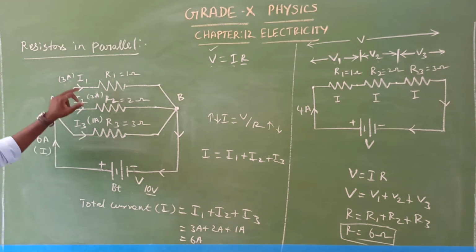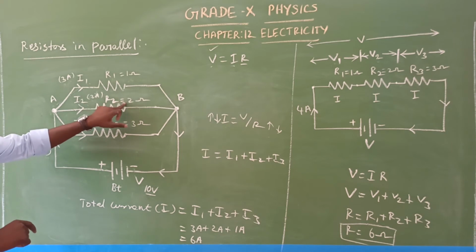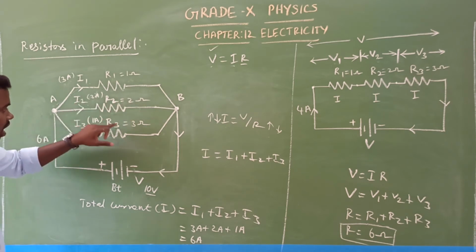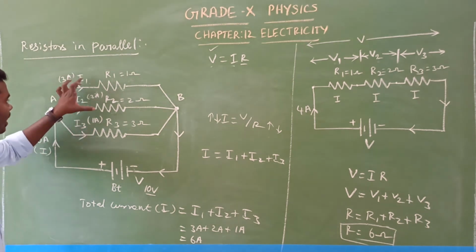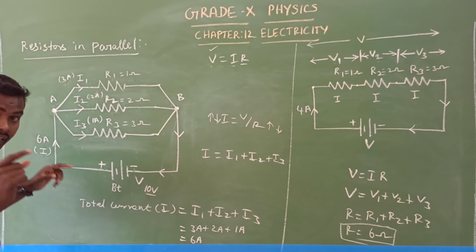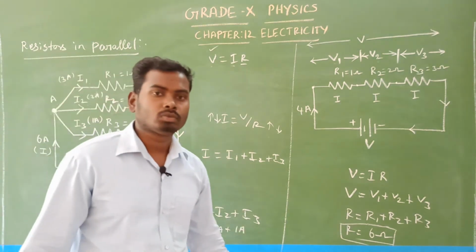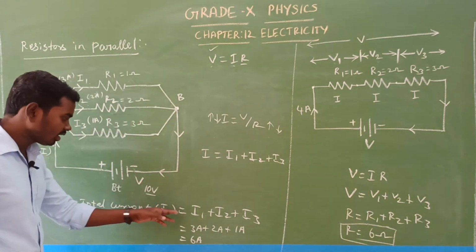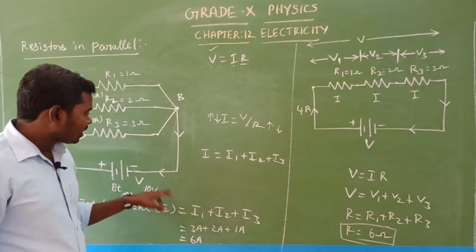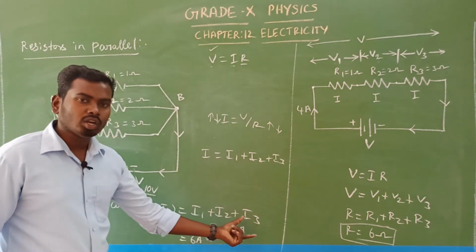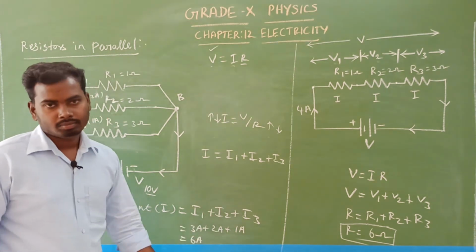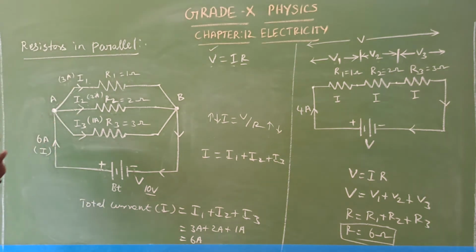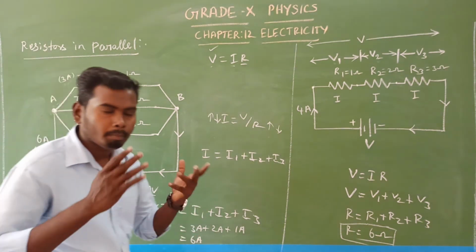R1 வழியாக 3 ஆம்பியர் கரண்ட் போகுது, R2 வழியா 2 ஆம்பியர் கரண்ட் போகுது, R3 வழியா 1 ஆம்பியர் கரண்ட் போகுது. 3 ஆம்பியர் ப்ளஸ் 2 ஆம்பியர் ப்ளஸ் 1 ஆம்பியர் ஆட் பண்ணினா 6 ஆம்பியர் வரும், இது இந்த சர்க்யூட்டில் டோட்டல் கரண்ட்டுக்கு ஈக்குவலாக வந்துடும். ரொம்ப சிம்பிள். The total current in parallel combination is equal to the sum of individual current flowing through the individual resistance. That's all. I1 plus I2 plus I3 gives 6 amperes. Very easy.